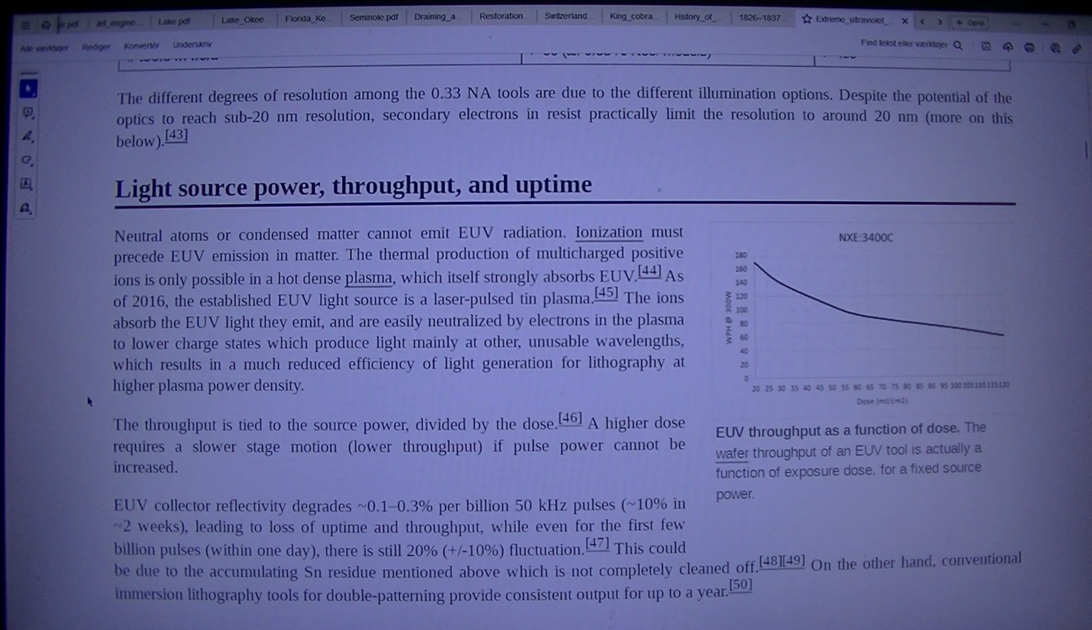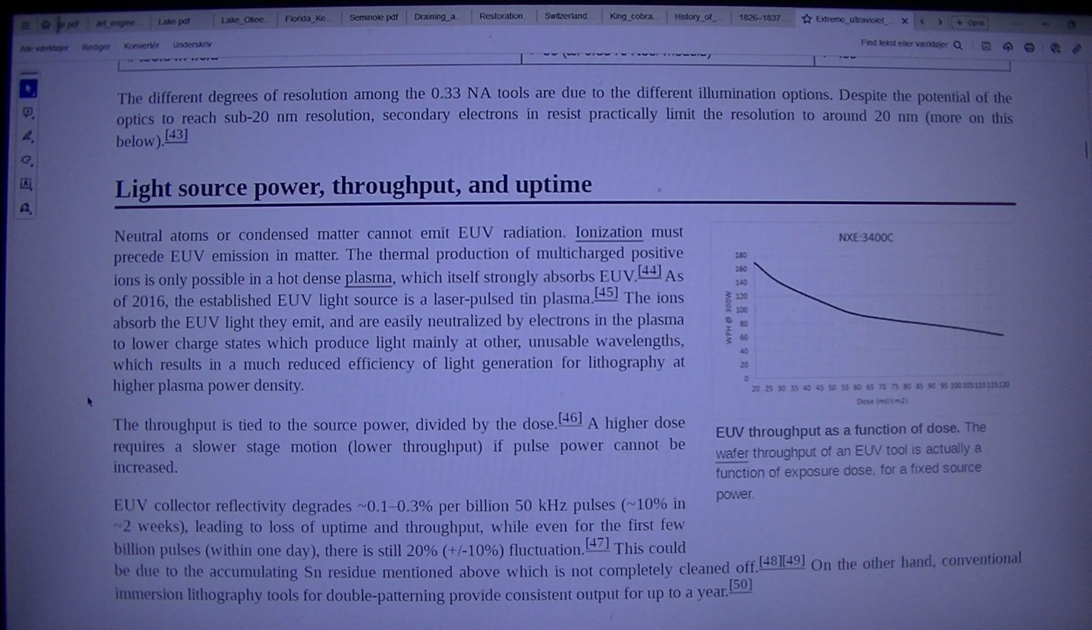EUV throughput as a function of dose. The throughput of an EUV tool is actually a function of exposure dose, for a fixed source power. Neutral atoms or condensed matter cannot emit EUV radiation. Ionization must precede EUV emission in matter. The thermal production of multicharged positive ions is only possible in a hot dense plasma, which itself strongly absorbs EUV.